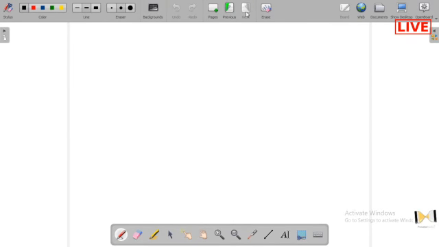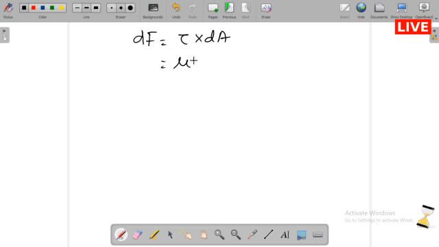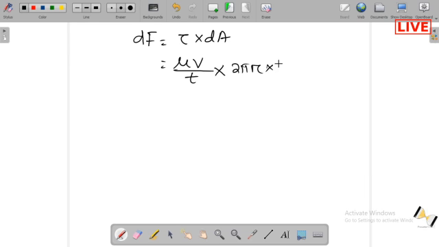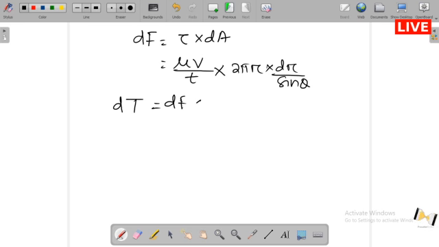Now can you find out the shear stress? The resistance dF will be equal to tau into dA. What is this tau? This is mu into V divided by the thickness t. What is this dA? This is 2 pi r into dr by sin theta. Now if you find out the torque dT, what is the dT? This is dF into r, because the shear stress is acting on the surface. What is the perpendicular distance?